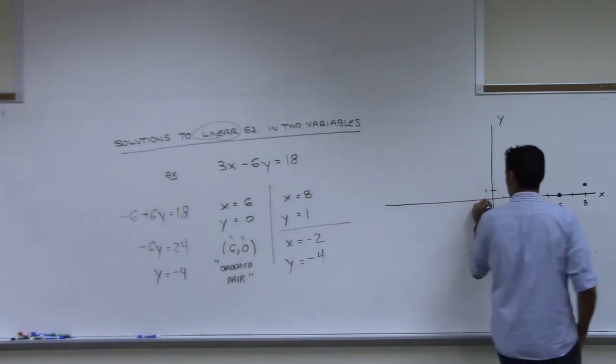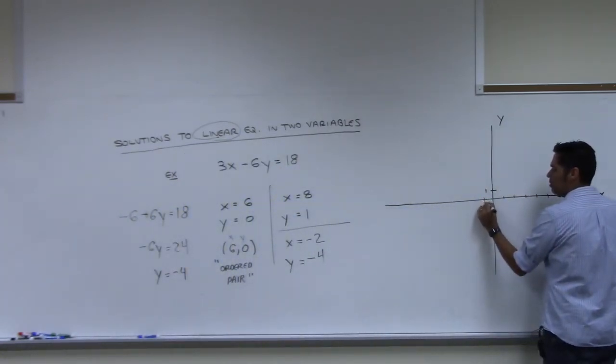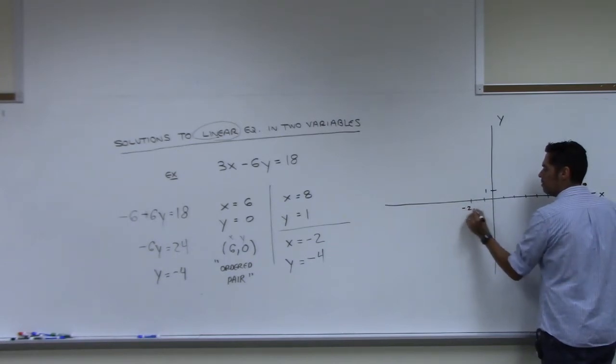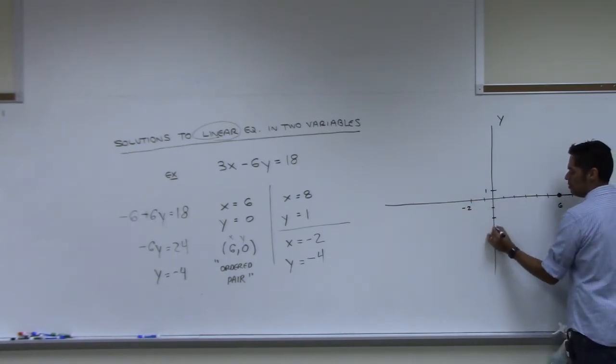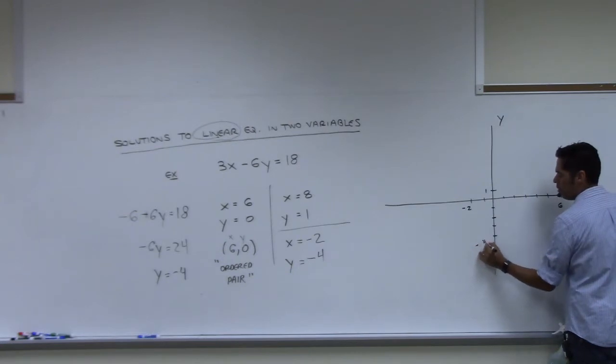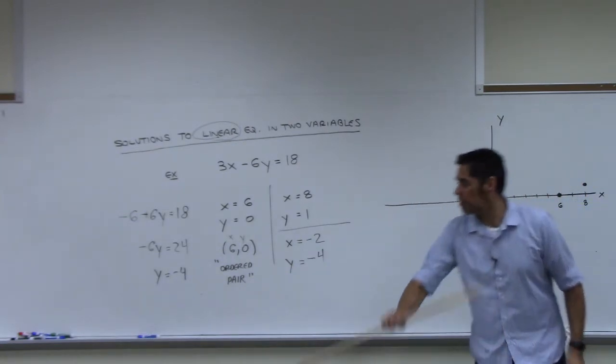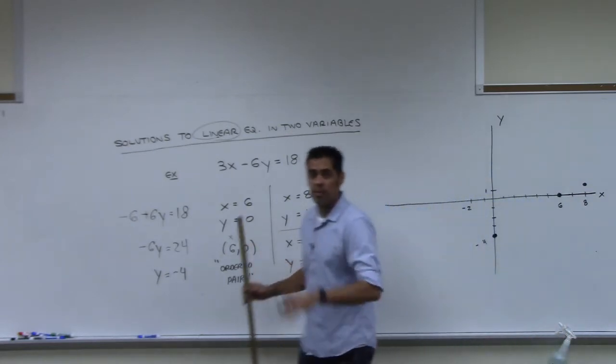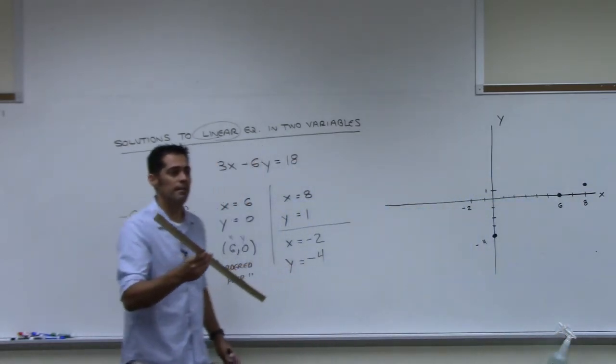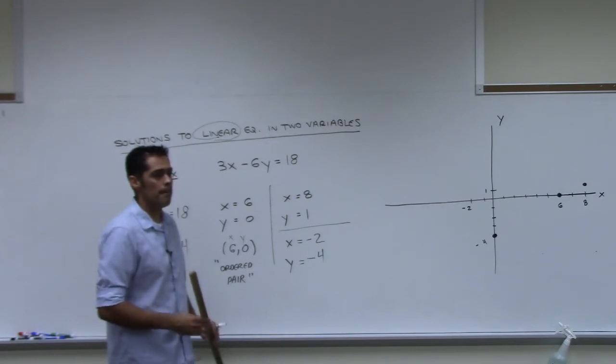So I'm going to try and draw this here. My x is negative 2. 1, 2. Here's negative 2. And then negative 4. 1, 2, 3, 4. There's negative 4. And it would be a dot here. And what we'll notice is that if we were to continue doing this, it would be a straight line.